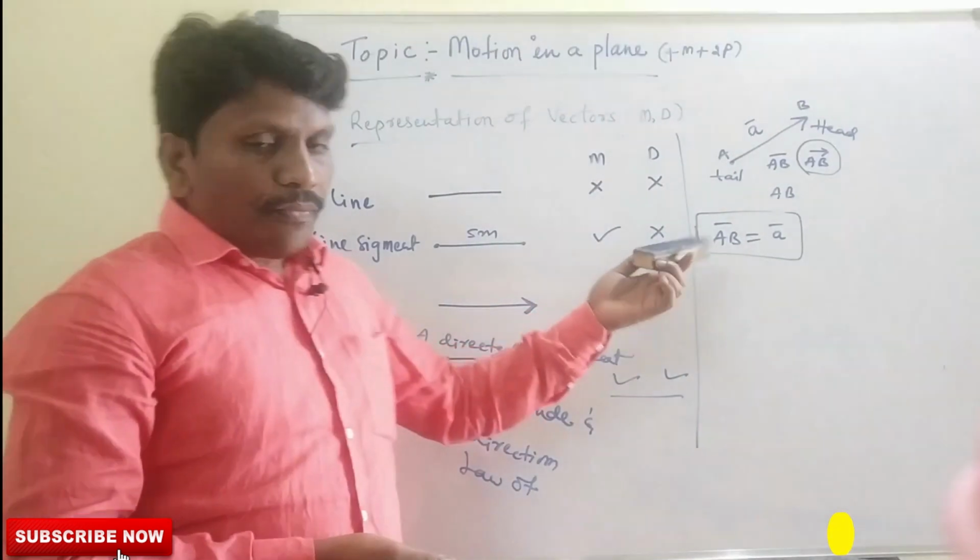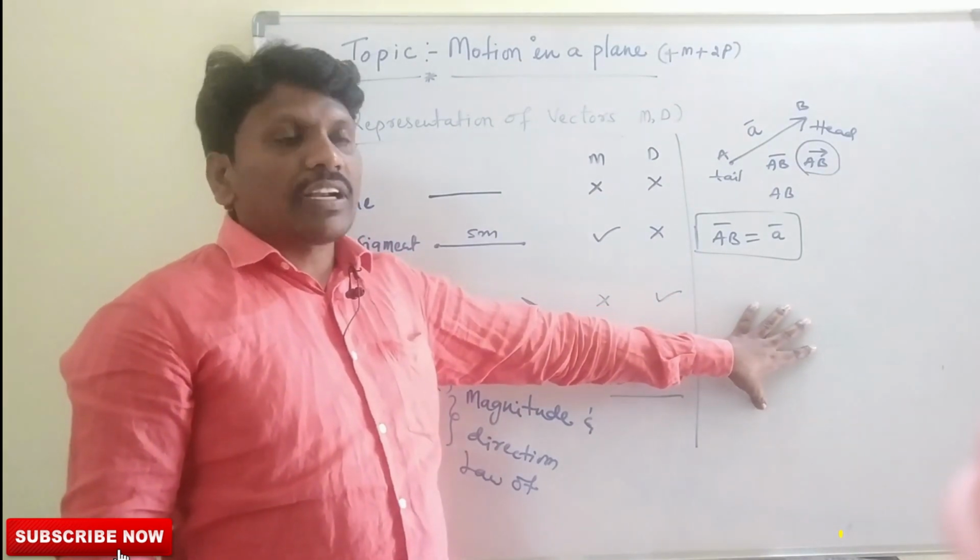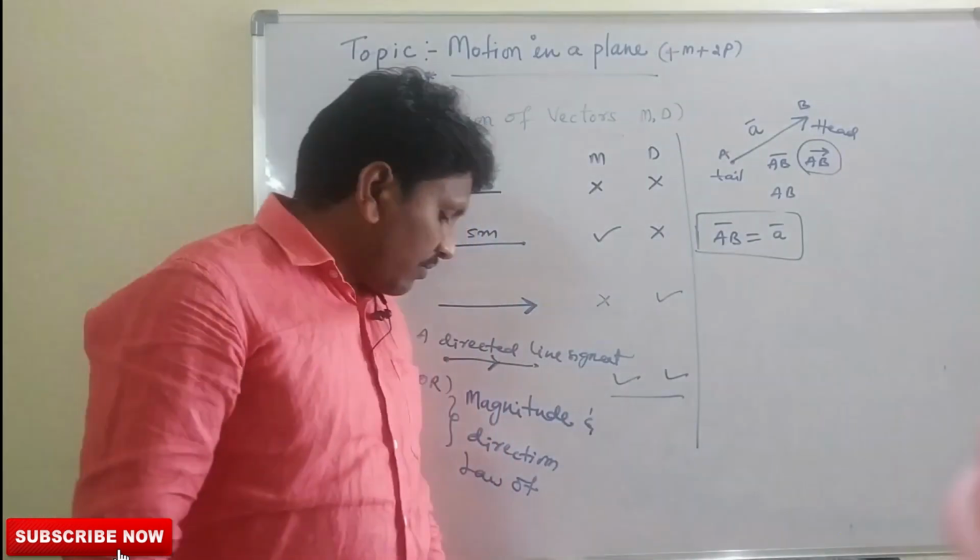So now let's see the classification of vectors, the types of vectors. Let's see the types of vectors.